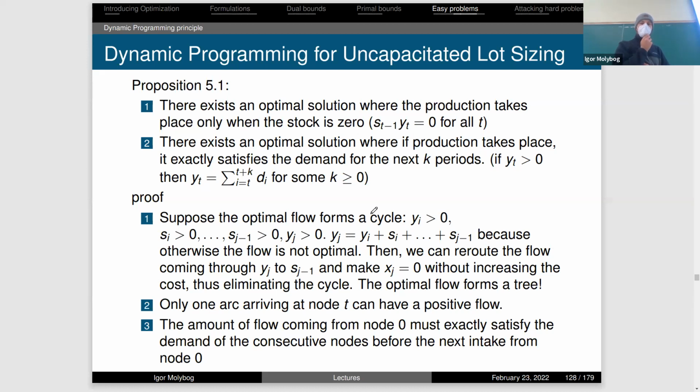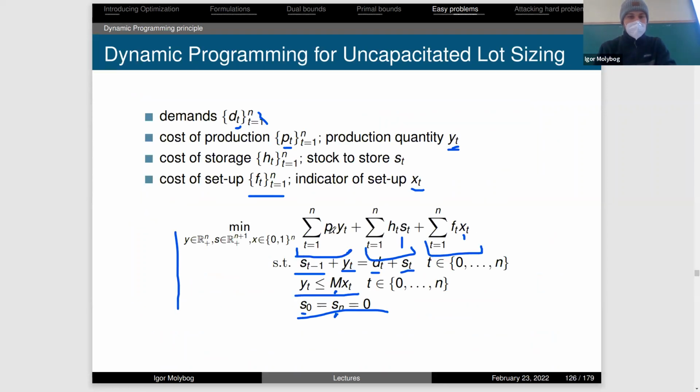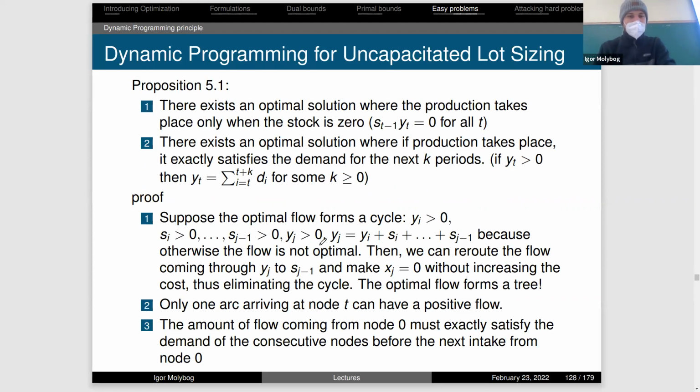Then YJ is equal to YI plus SI and so on, all the way to SJ, because otherwise the flow is not optimal. I just have to say here that there is a typo. What I meant to say here is the PTs and HTs. So instead of the amount of flow, this is a PT, this is a PI, and this is H, and this is H, because otherwise the flow is not optimal.